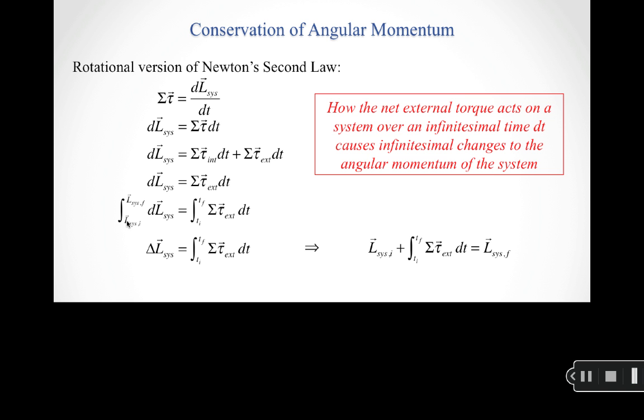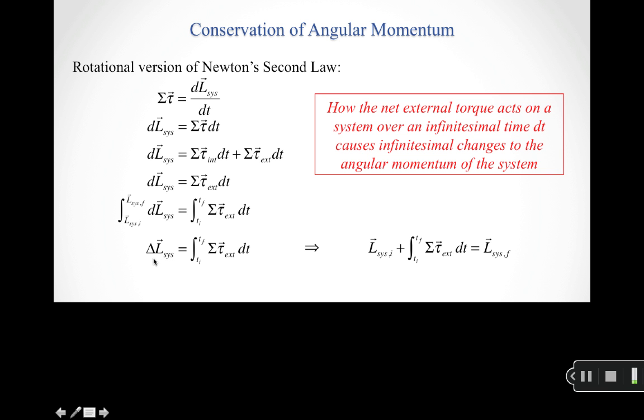So we can go ahead and integrate this equation. I can integrate the left-hand side from some initial to some final angular momentum. I can integrate the right-hand side from some initial to some final time. And I get that the change in the angular momentum of my system is equal to this integral from some initial time to some final time of the net external torque acting on my system being integrated over time. So this integral that depends on the net external torque and how it acts on my system over time is what's going to change the angular momentum of my system.